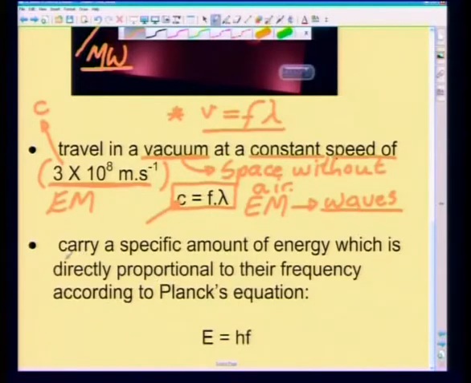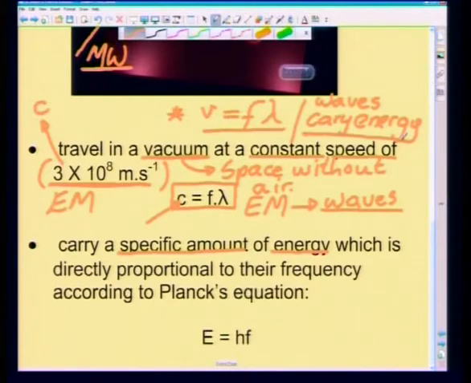Okay, now this electromagnetic radiation, we also need to know that they carry a specific amount of energy. Now remember, when we go back to waves in grade 10, we know that waves carry energy. Okay? Waves carry energy. So if electromagnetic radiation is actually waves, therefore electromagnetic radiation should be carrying energy.